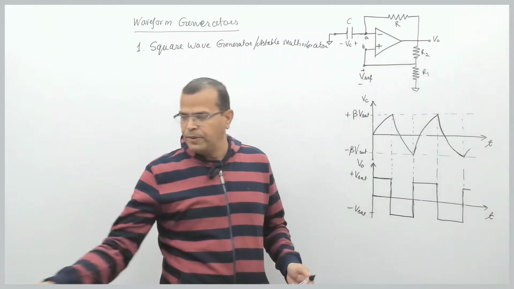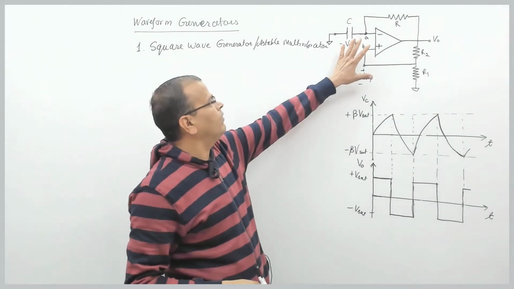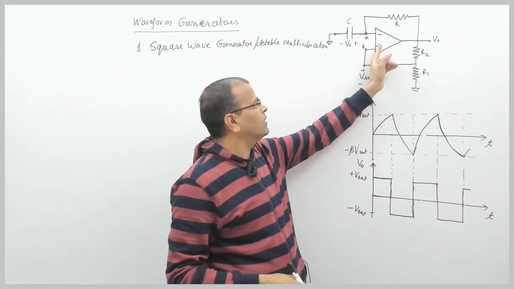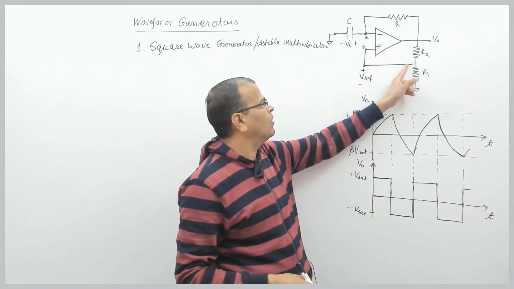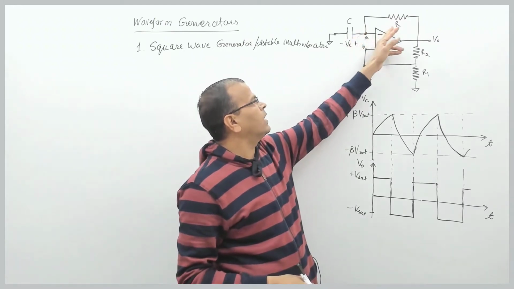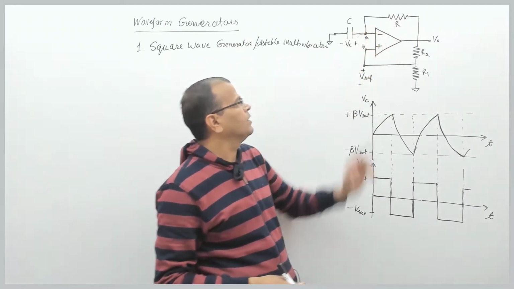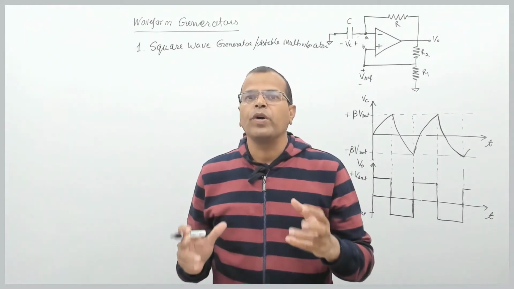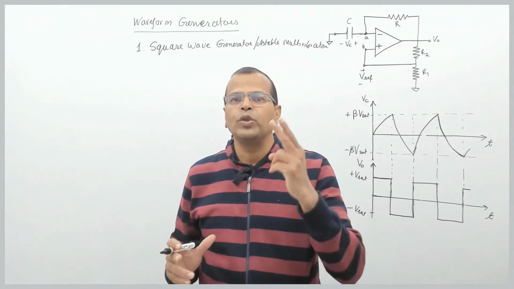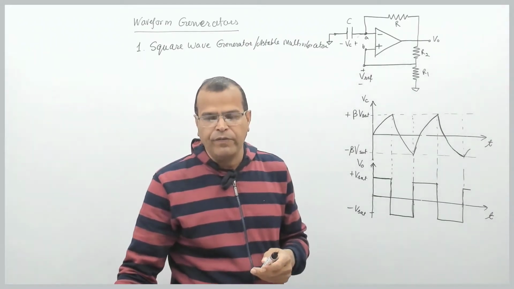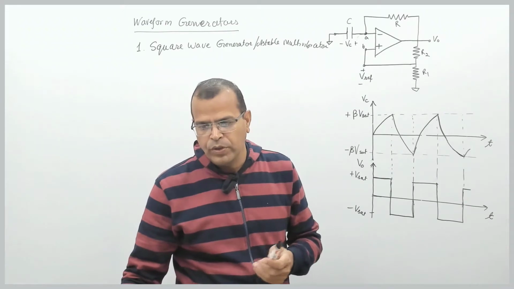This is the circuit you have. It is the circuit which has two feedbacks, positive feedback through resistances R1 and R2, and negative feedback through this resistance and capacitor, that is RC circuit. So astable multivibrator or a square wave generator has two feedbacks, that is positive as well as negative feedback.